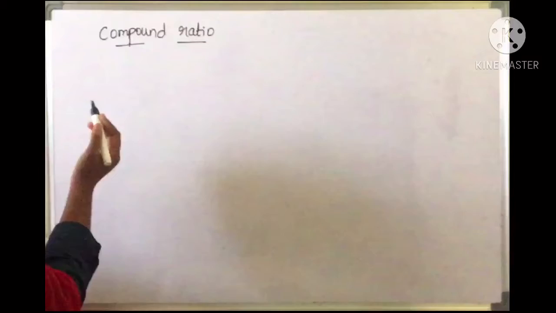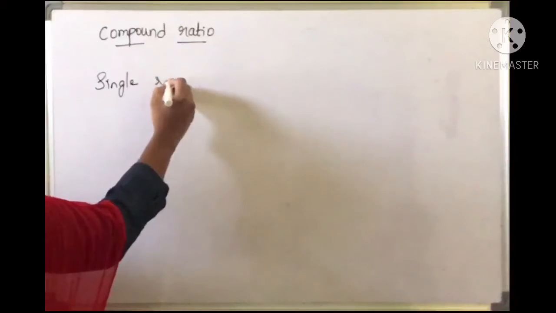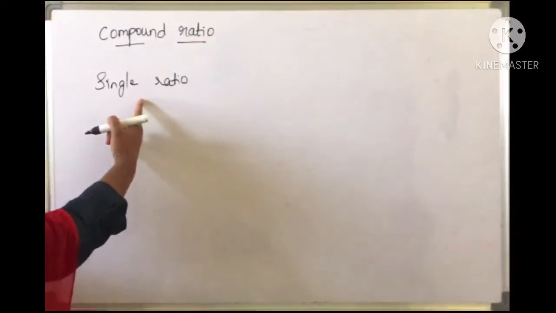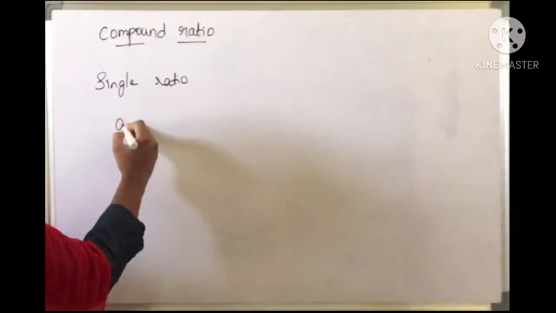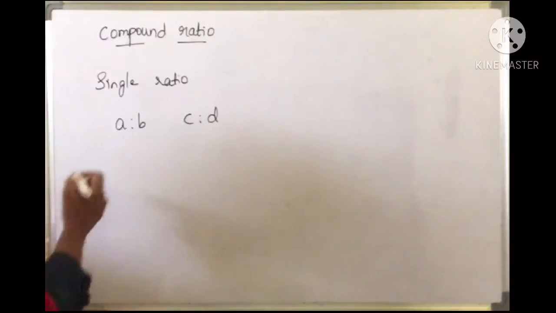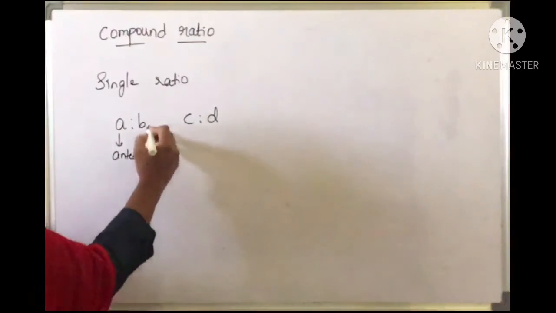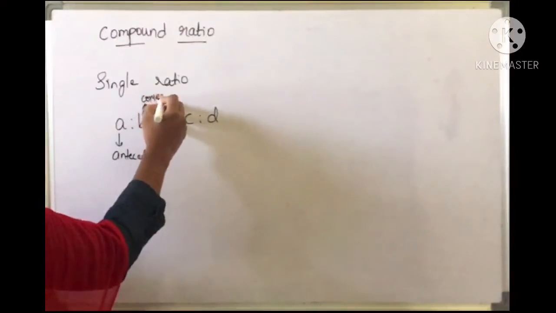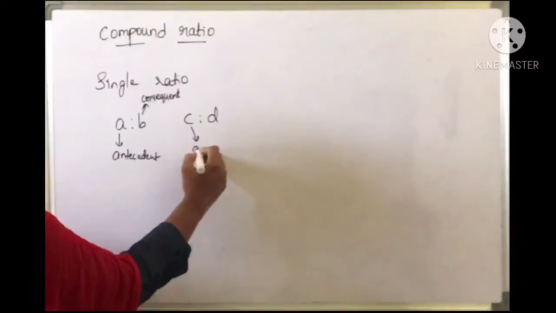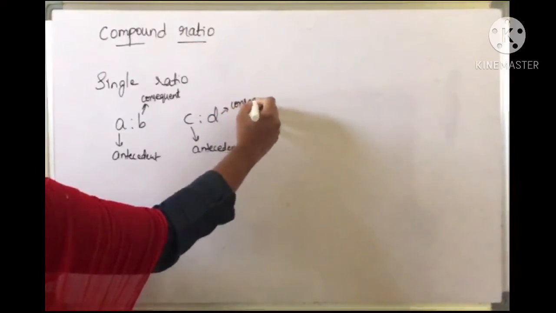When two ratios are expressed as a single ratio. You can take two or more. If you express two ratios as a single ratio, suppose A is to B is one ratio, and C is to D is another ratio, and this is the antecedent and this is the consequent. Because the first term of a ratio is called the antecedent and the second term is the consequent. In C is to D also, C is the antecedent and D is the consequent.